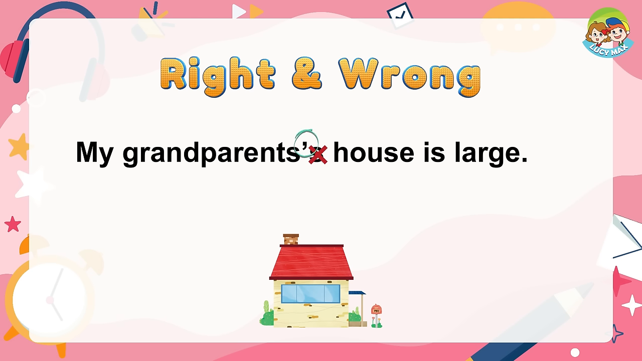Examples. Now let's look at some examples. We will look at positive and then the negative be verbs. I am happy. The negative form is I'm not happy. Not comes after the be verb am.